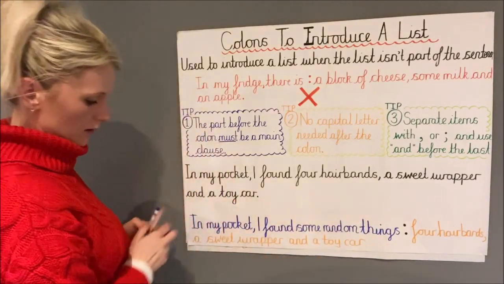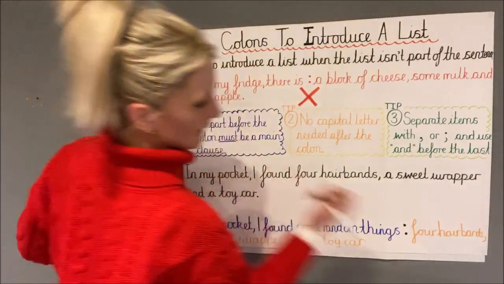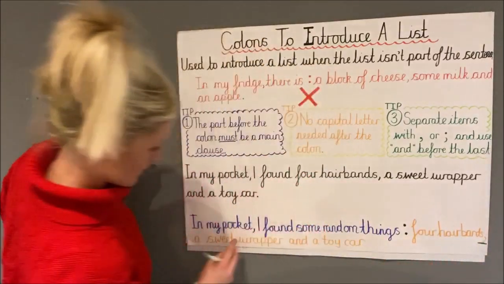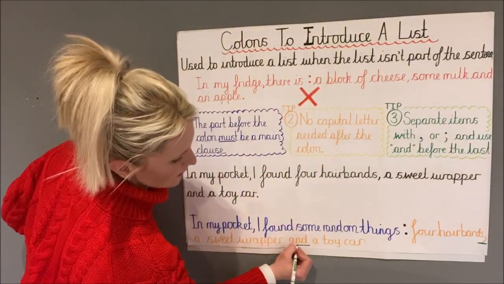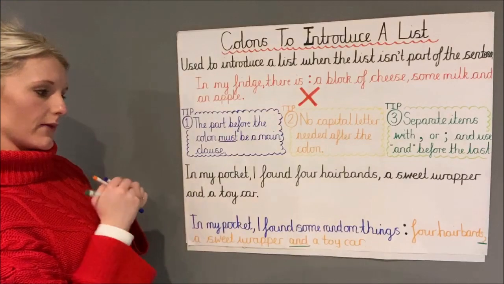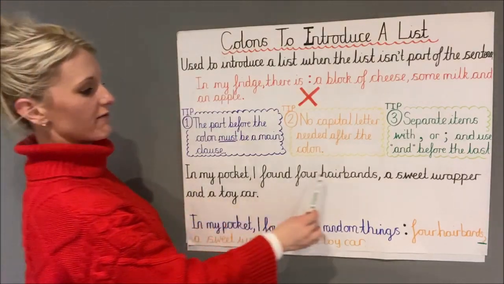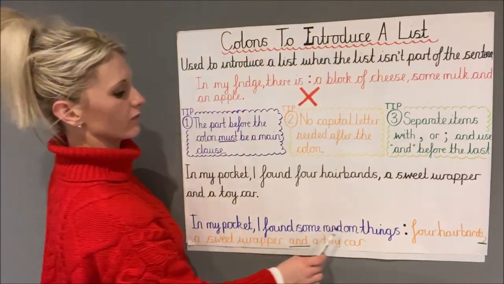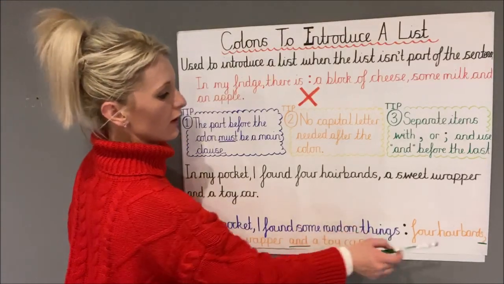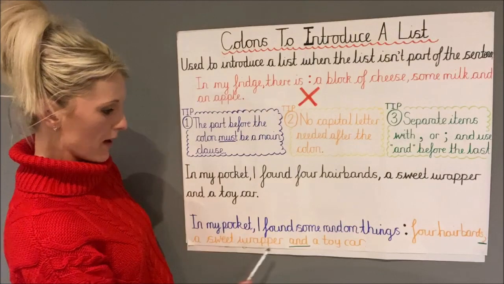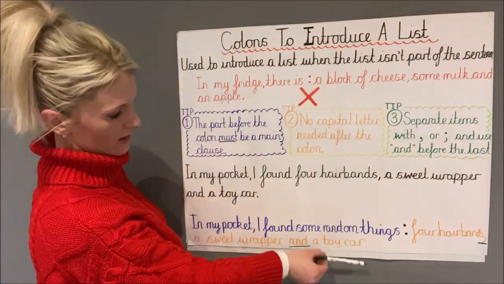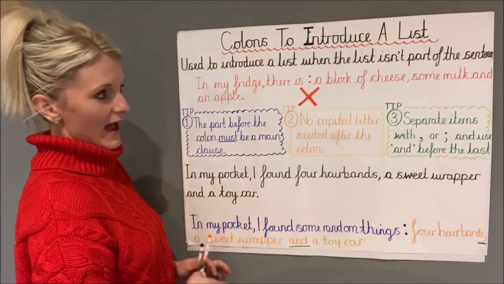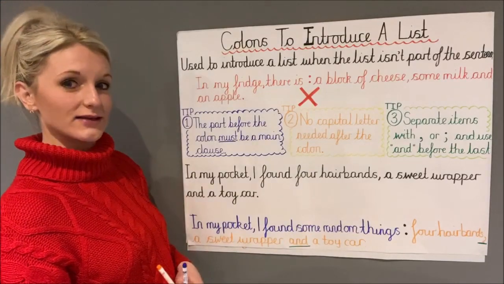Okay, and then I'm just going to make sure that you can see very clearly there I've got my comma and my word and. Okay, so I've gone from in my pocket I found 4 hairbands, a sweet wrapper and a toy car, to in my pocket I found some random things: 4 hairbands, a sweet wrapper and a toy car. And then I remember to put my full stop at the end because we've completed that sentence now.